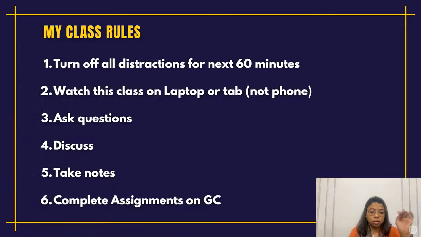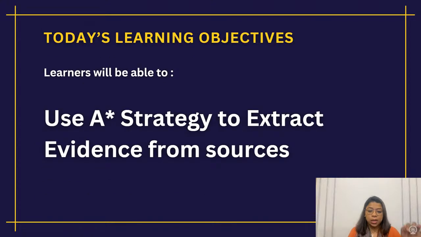Now, quickly going through the class rules, turn off all the distractions for next, I would say, 30 to 35 minutes. Watch this class on laptop or tablet and not on your phone. Ask a lot of questions, discuss, take notes, complete assignments on Google Classroom. Then next is today's learning objective. Use ASA strategy to extract evidence from sources.